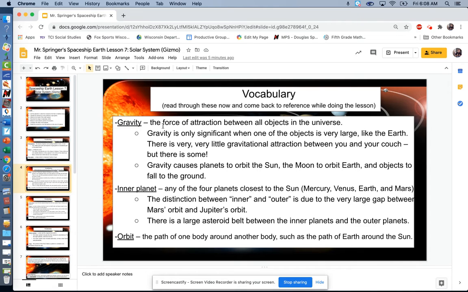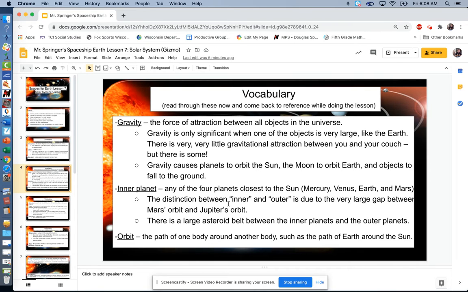Slide 4 has gravity, the force of attraction between all objects in the universe. Gravity is only significant when one of the objects is very large, like the Earth. There is very, very little gravitational attraction between you and your couch, but there is some. Sometimes it seems like it's a lot, and it's hard to get out of my couch. Gravity causes planets to orbit the sun, the moon to orbit the Earth, and the objects to fall to the ground. Inner planets, any of the 4 planets closest to the sun, Mercury, Venus, Earth, and Mars.